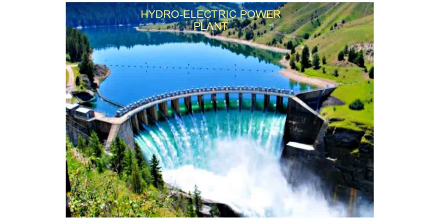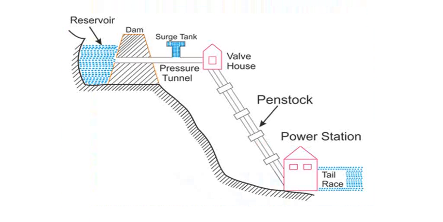Then move toward the working principle and working of the hydroelectric power plants. This is the figure diagram of the hydroelectric power plant, which shows the reservoir, dam, surge tank, valve house. This is penstock and this is a power station. We're going to learn one by one the principle and working of the different types of objects that we use in hydroelectric power plants.